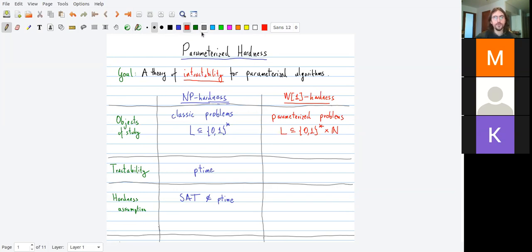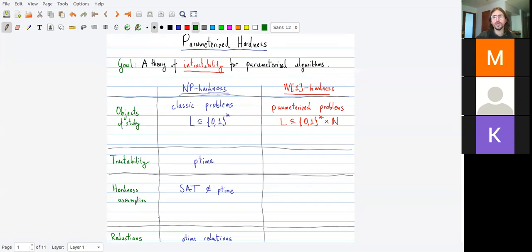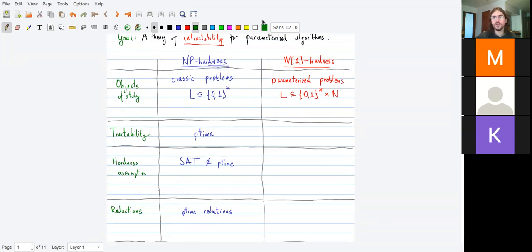If we are going to design a complexity theory for parameterized problems, then we essentially need to have four ingredients to understand how this works. First of all, the first ingredient is the object of study. We need to understand what exactly we are talking about, what problems we are considering. In the normal theory of NP-hardness, we are considering standard computational problems. A computational problem is just a language, which is a subset of some alphabet star, say binary alphabet star. It consists of words over the alphabet 0, 1, and these words are understood as encodings of instances that are yes instances of our problem.